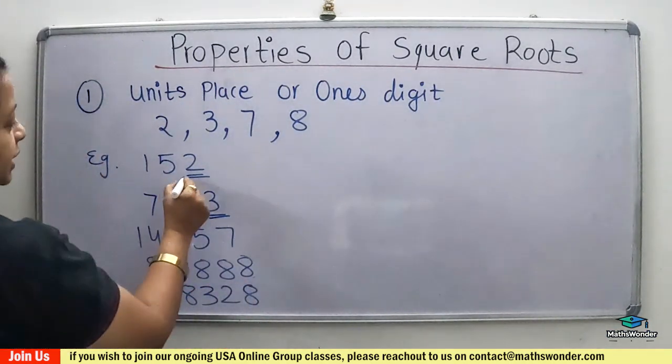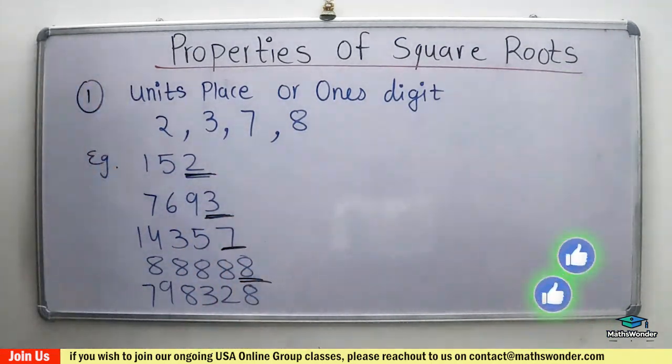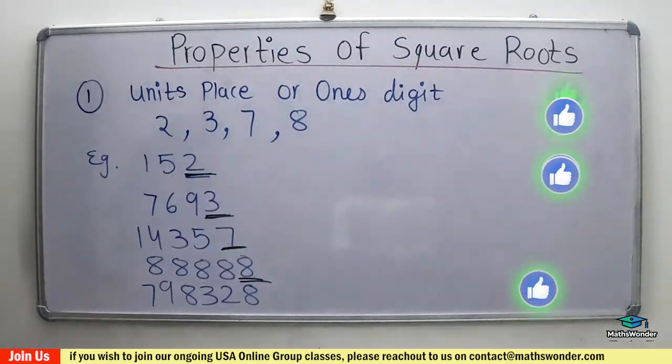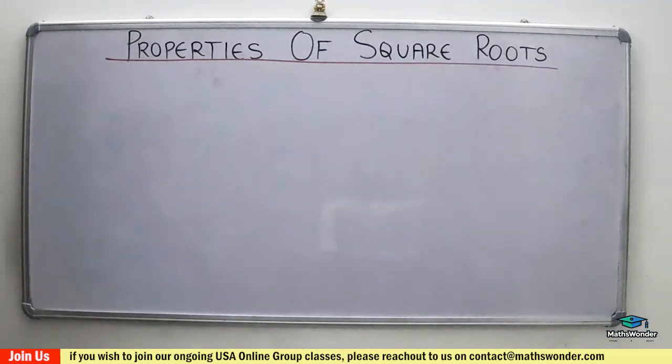So see, when the units digit is 2, 3, 7 or 8, we don't have a perfect square. Never will you get a perfect square. If a number ends in an odd number of zeros, then it does not have a square root. If a square number is followed by an even number of zeros, it has a square root in which the number of zeros at the end is half of the number of zeros in the number.